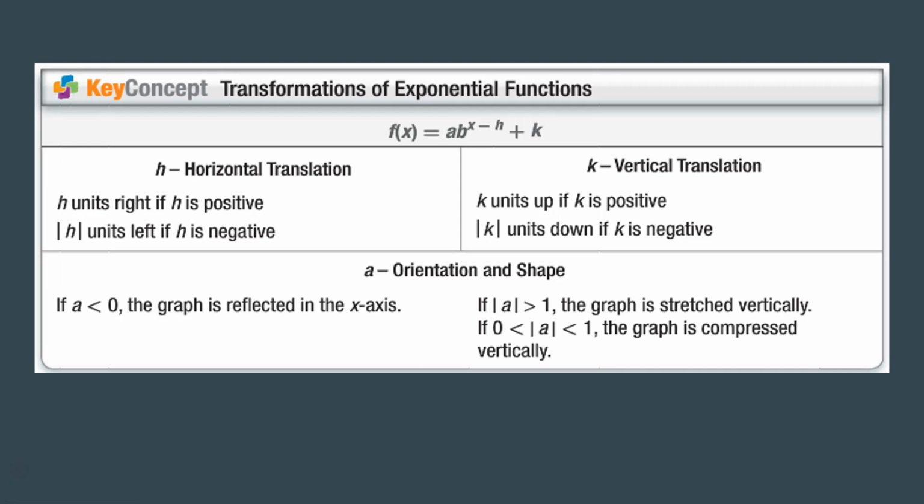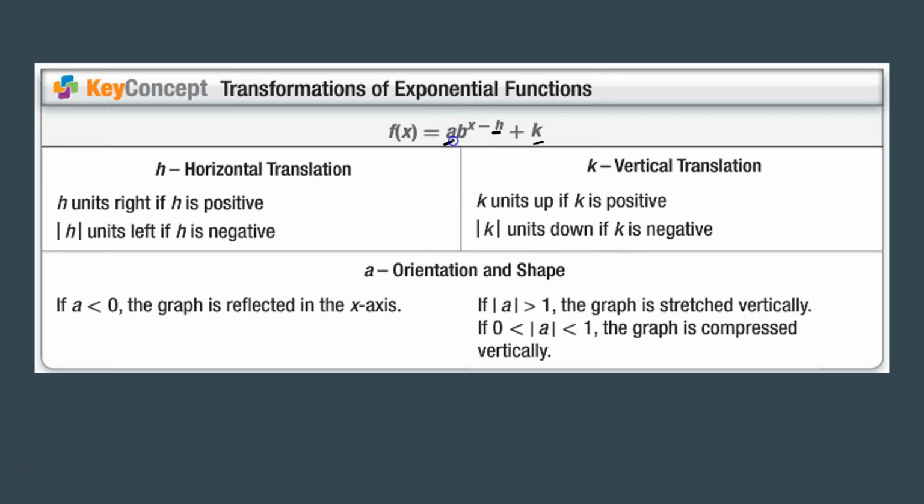And the way this graph can be moved, we can have horizontal translations, h units to the right if h is positive, absolute value of h units to the left if h is negative. And you can see that's where this comes in handy for our formula. And k represents the units up if k is positive, and the absolute value of k is the units down if it's negative.